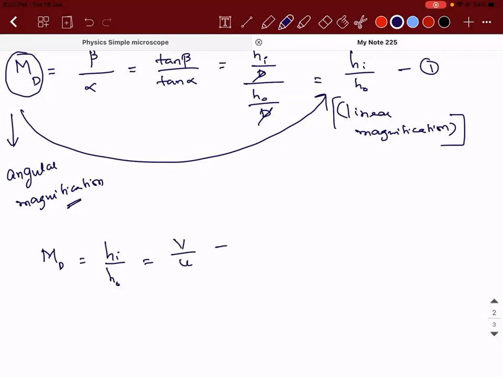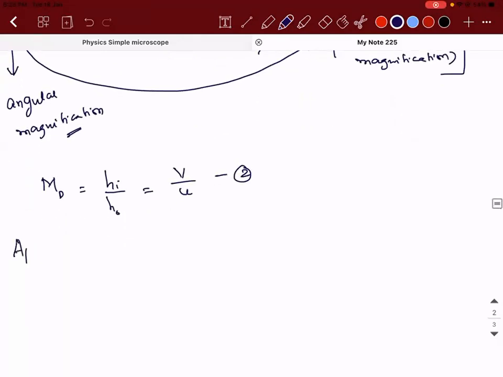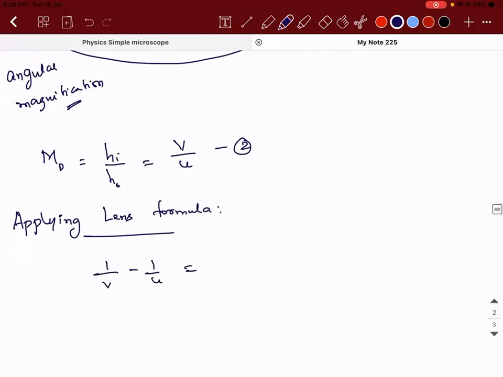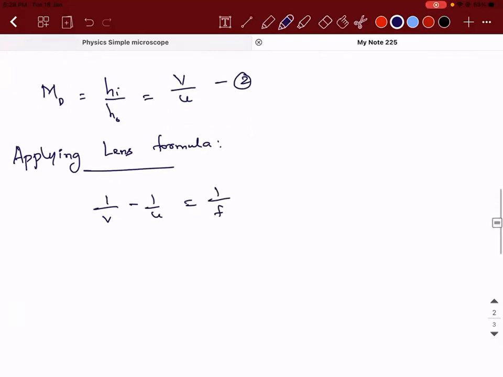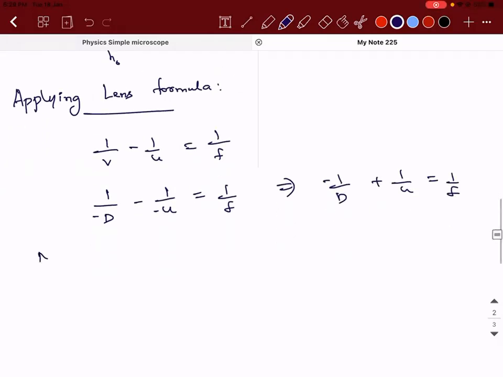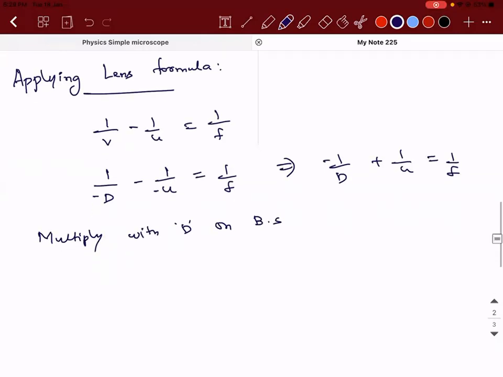Okay. Now I'll call this equation number 2. Now applying the lens formula, 1 by v minus 1 by u is equal to 1 by f. 1 by v is minus d, minus 1 by u is minus u, is equal to 1 by f, which implies minus 1 by d plus 1 by u is equal to 1 by f. Now multiply with d on both sides.